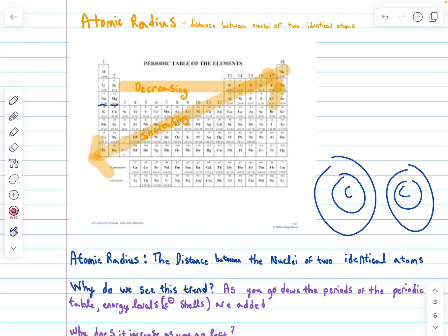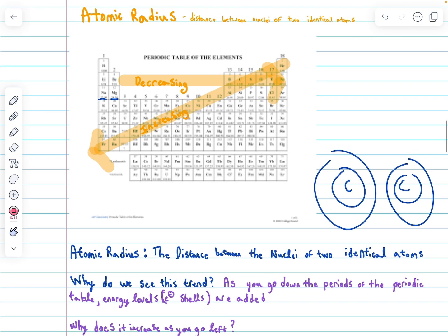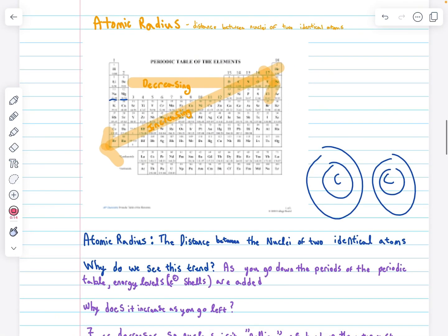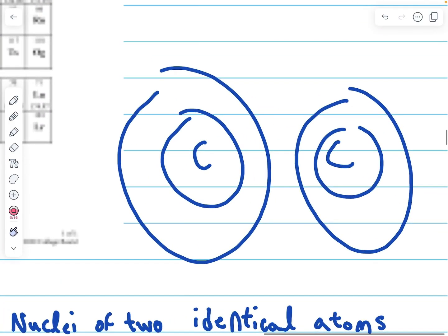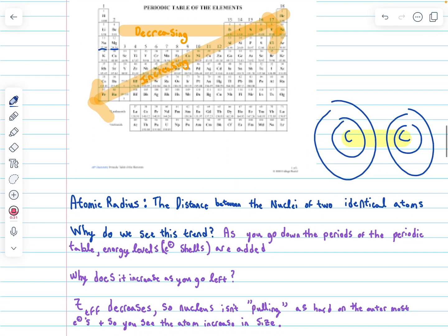radius. So atomic radius is defined as the distance between the nuclei of 2 identical atoms. I drew a little carbon-carbon representation. We'll just say they have one valence shell for simplicity. And this would be the nuclei right here where the carbon are, and then this highlighted portion is the atomic radius. So why do we see this trend?